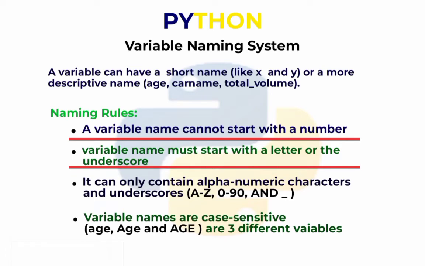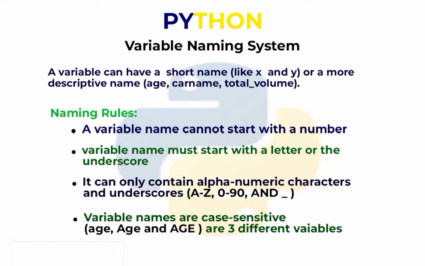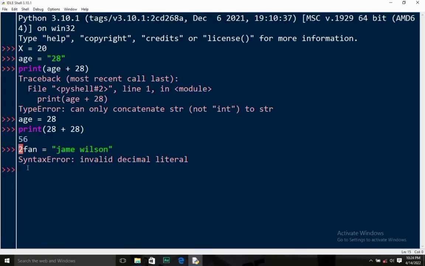Now the next rule is that a variable name must start with a letter or an underscore. You don't start a variable name with a number. You start a variable name with an underscore or a letter. So here is the example.